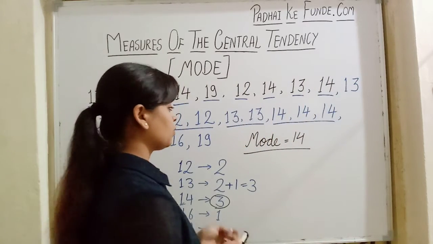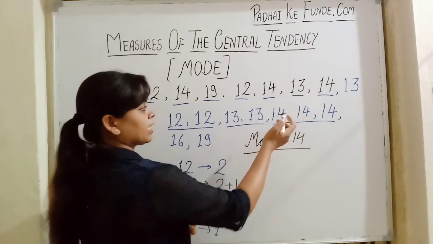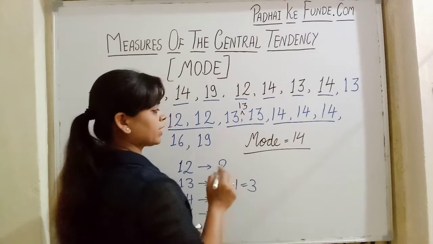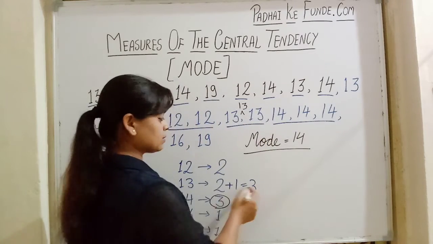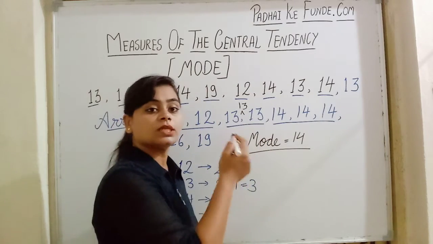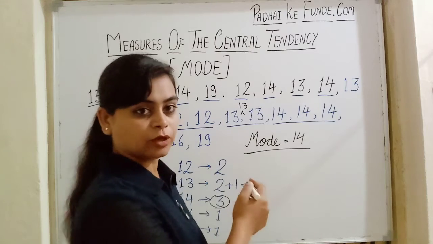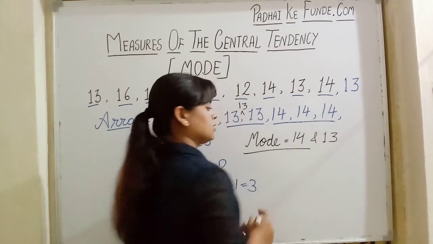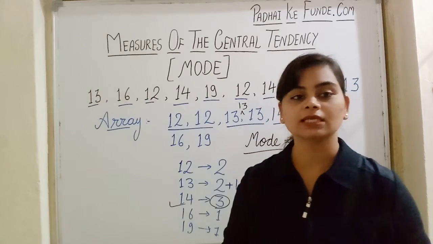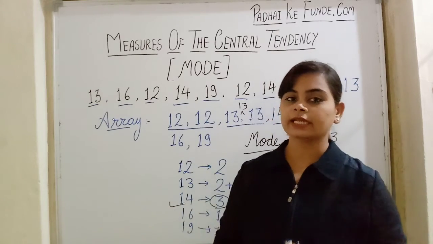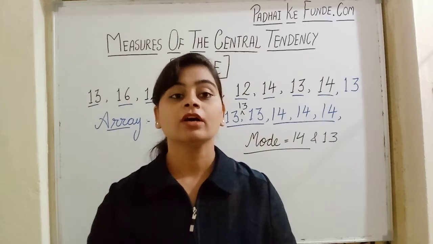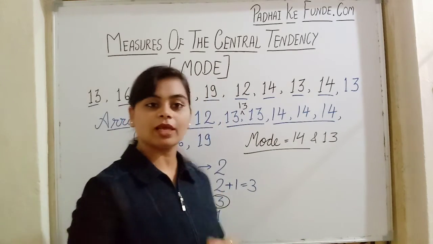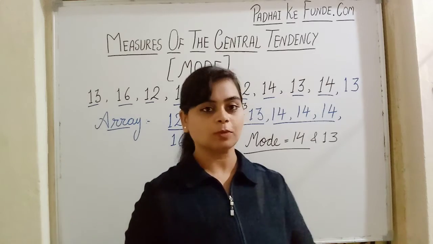In that case, I have added one more 13, so one more 13 will come here. That means 13 is also 3 times and 14 is also 3 times. So in such a case the mode of the set of observations will be 14 and 13. So we conclude that any set of observations can have more than one mode. So this is the way to calculate the mode of the given set of observations.